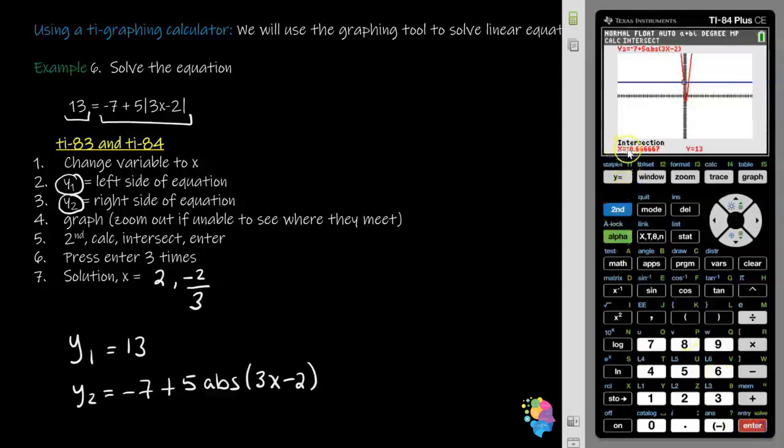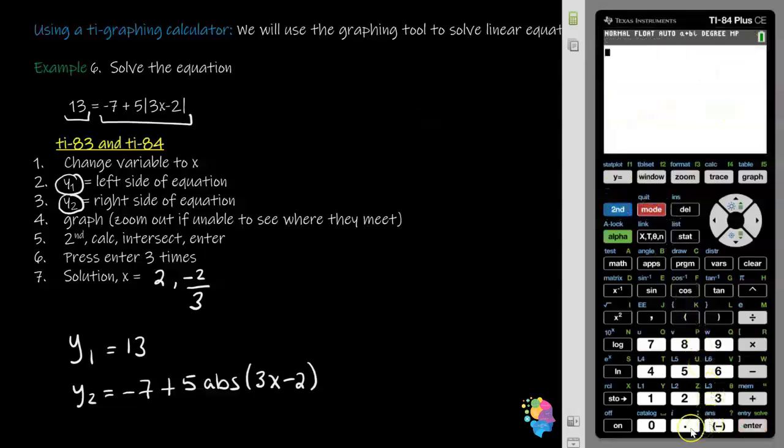And I get negative 0.666667. So this is a repeating decimal. Now, if you notice, these are not repeating decimals. This is a fraction. The way that you change a repeating decimal into a fraction is we're going to get out of the graph by doing second mode. And then I'm going to enter the negative 0.6666. You may be saying, well, how many 6s do I write? You're going to write as many 6s as you can get to the other side of the screen.